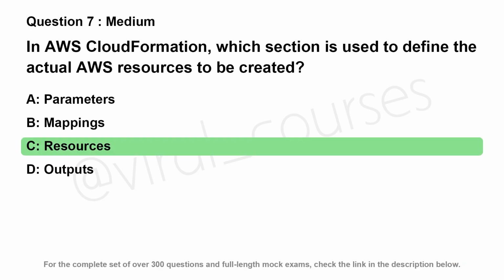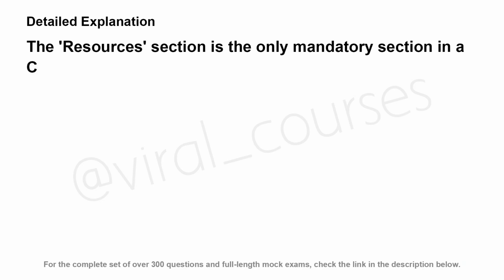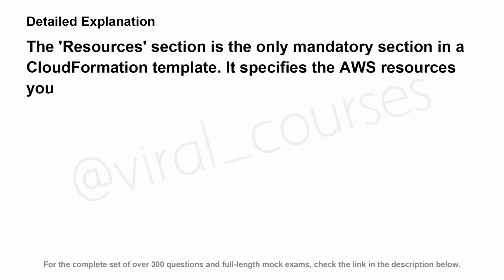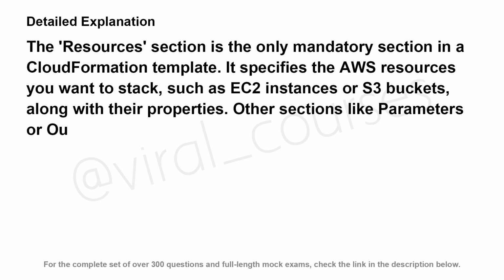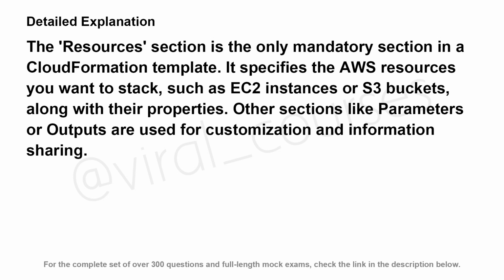The correct answer is C. The Resources section is the only mandatory section in a CloudFormation template. It specifies the AWS resources you want to stack, such as EC2 instances or S3 buckets, along with their properties. Other sections like parameters or outputs are used for customization and information sharing.